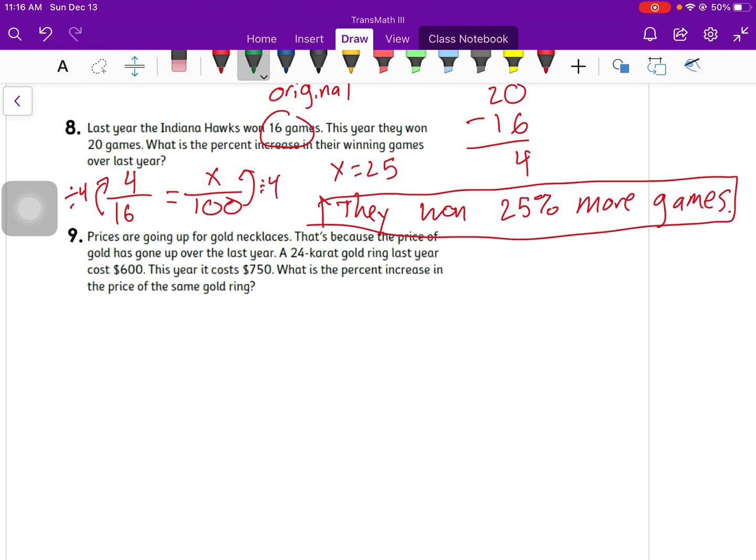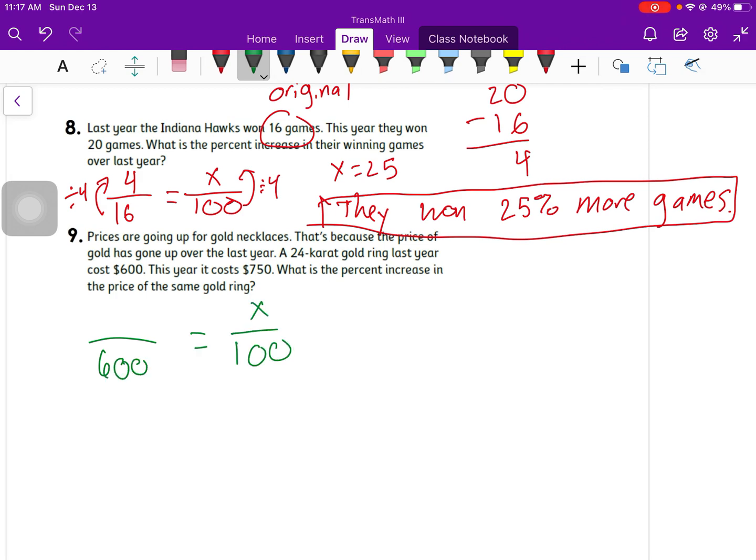Number 9, prices are going up for gold necklaces. That's because the price of gold has gone up over the last year. A 24-karat ring last year cost $600. This year it costs $750. What is the percent increase? Again, we are still going over the original. The original cost is $600.